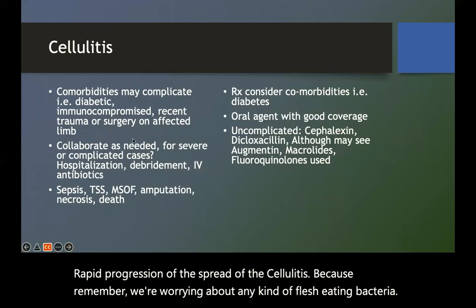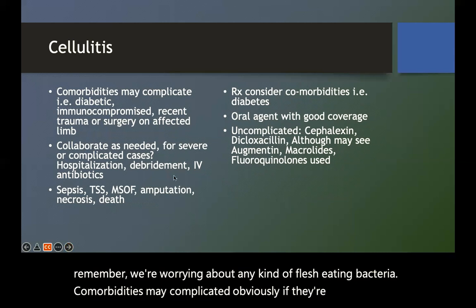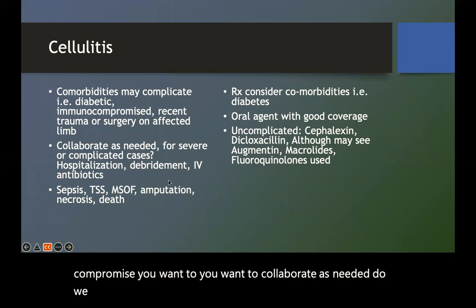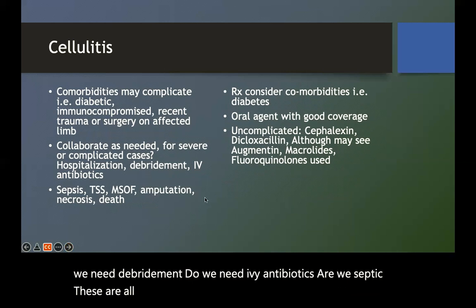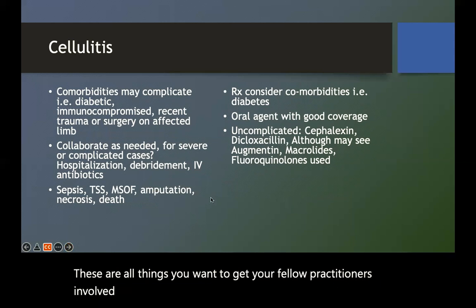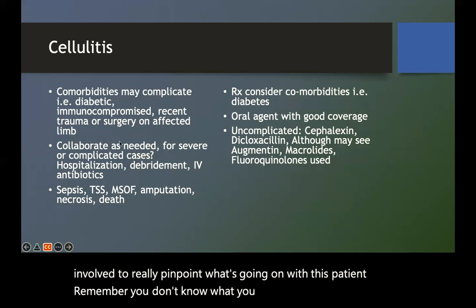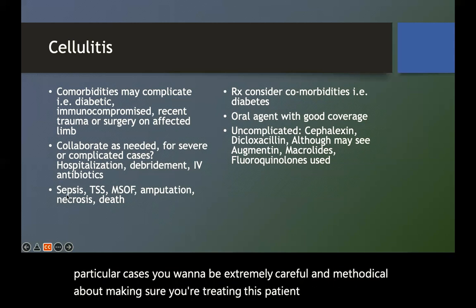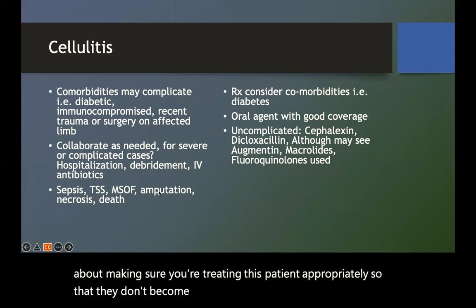Comorbidities may complicate it. Obviously, if they're diabetic or immunocompromised, you want to collaborate as needed. Do we need debridement? Do we need IV antibiotics? Are we septic? These are all things where you want to get your fellow practitioners involved to really pinpoint what's going on with this patient. Remember, you don't know what you don't know. In these particular cases, you want to be extremely careful and methodical about making sure you're treating this patient appropriately so that they don't become septic or, God forbid, need to have an amputation because of the situation.